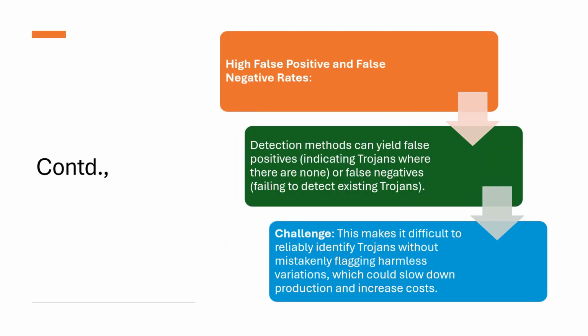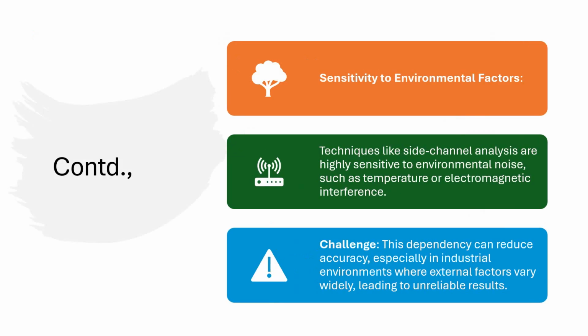The second one is high false positive and false negative rates. The current methods can yield false positives, indicating that Trojans were there when effectively none were there. Or it can be false negatives. It can fail to detect the Trojans which are present. So this way, the challenge is making it more reliable. We are mistakenly flagging harmless variations, thereby slowing down the production process and indirectly increasing the costs as well. This is a major challenge.